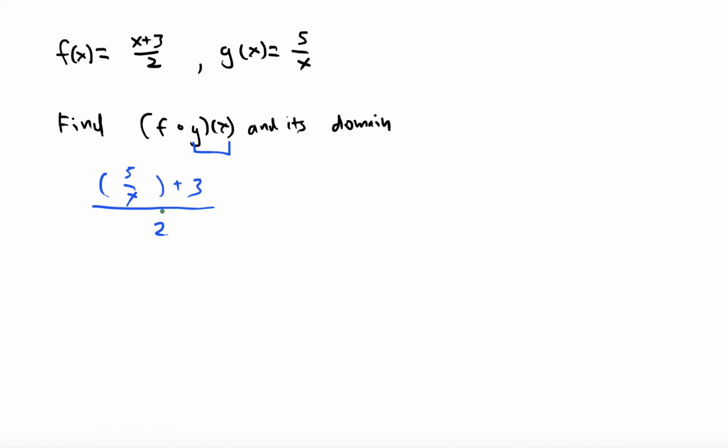So let's simplify it. What do we mean when we say simplify, though? We want to combine this. This is called a complex fraction. So let's just do that work on the side here. Let's add 5 over x plus 3. Okay, we can put that 3 over 1.